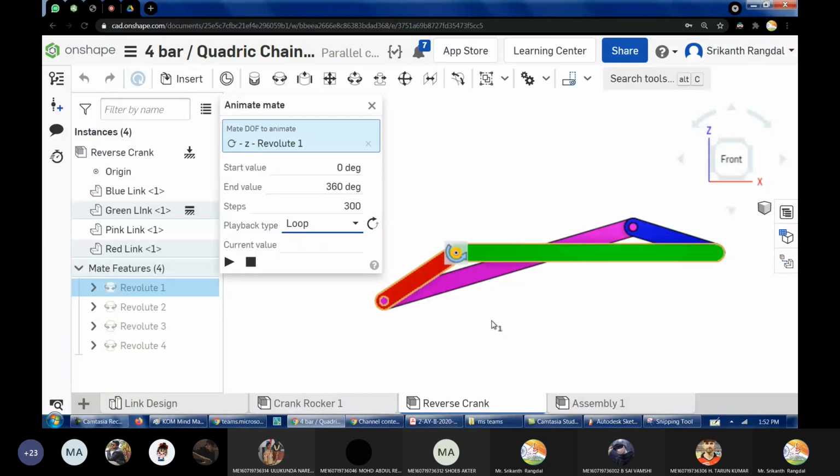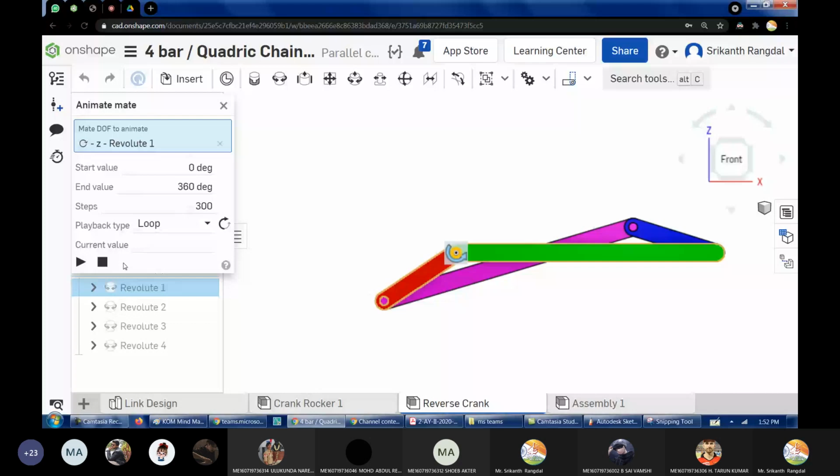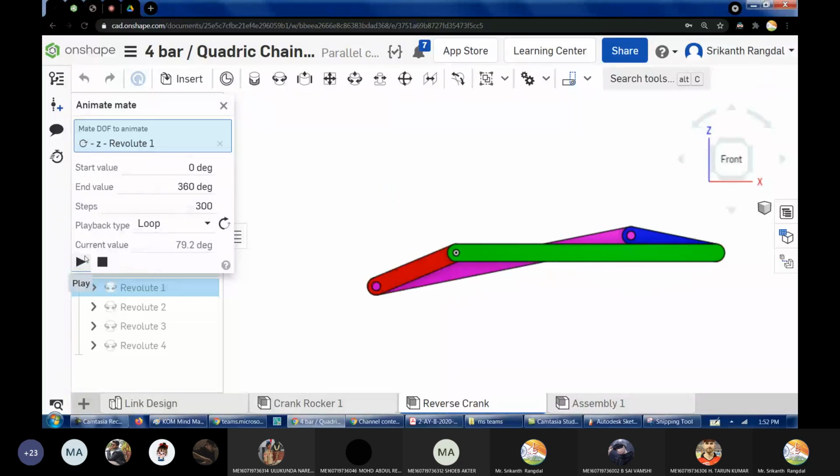Will it move? Okay, so nobody is able to answer. Let us see how it moves. Okay, ready? I'm playing this thing. So how is it moving?